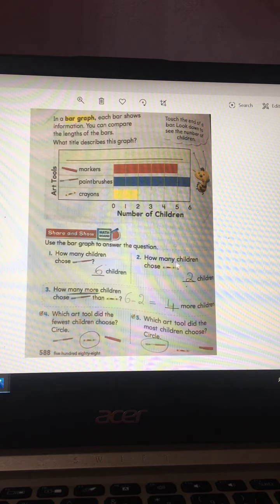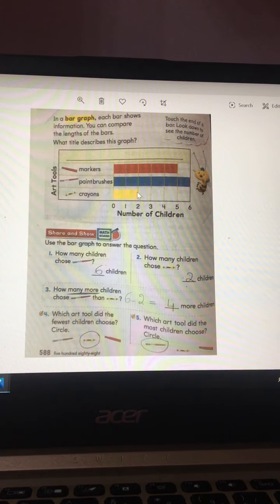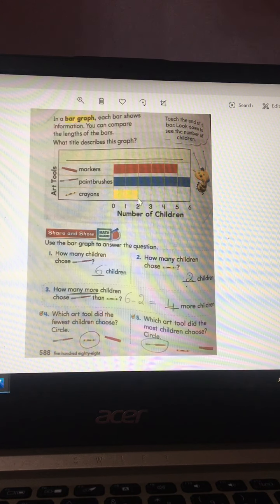Question number 2, how many children chose crayons? We will look on the graph, on the bar, and we will see where it ends. It ends at number 2. So how many children chose crayons? 2 children. Okay, this is question number 2.